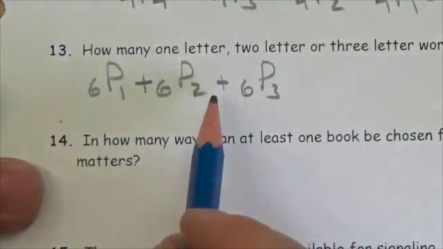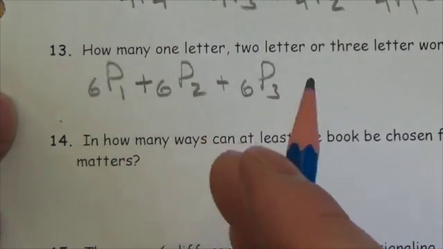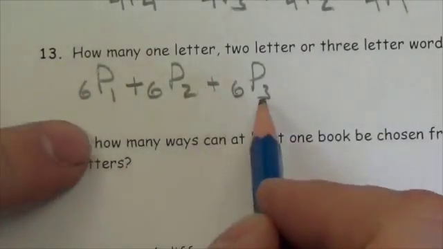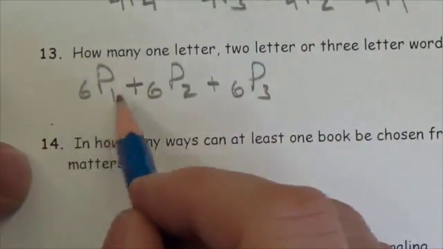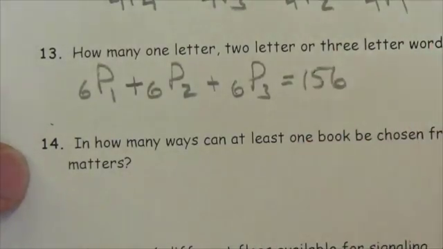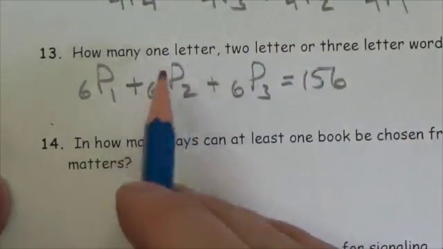And again, I'm using addition here because I can't do these things simultaneously. A word can't have just 1 letter in it while at the same time having 2 letters in it. So I have to split these up into different scenarios, and then I add them all up. When you do that, the answer is going to be 156 different quote-unquote words that have either 1 letter, 2 letters, or 3 letters.